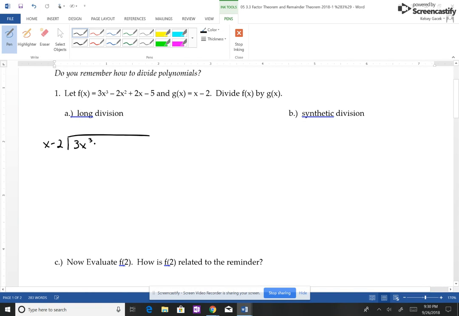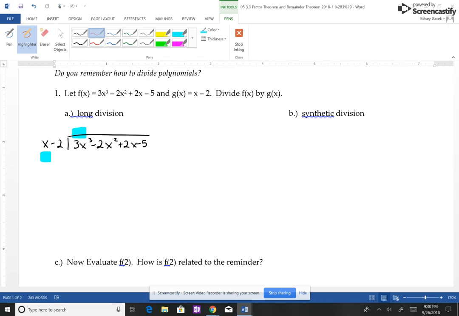We are going to be dividing these two polynomials, f of x and g of x, and it's just like when we were learning how to do long division way back in grade school. Remember that dividing is just the inverse of multiplying. So we're trying to figure out some number up here times this x minus 2, and that's going to equal our polynomial, that f of x.